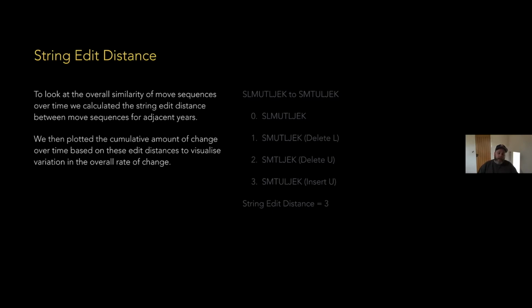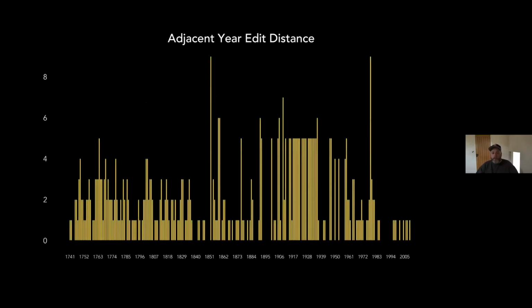And then we can plot the amount of change over time based on these edit distances. I'll show you a few different ways of doing that. The last one is a cumulative plot. So here's just the edit distance for each year to the next year.